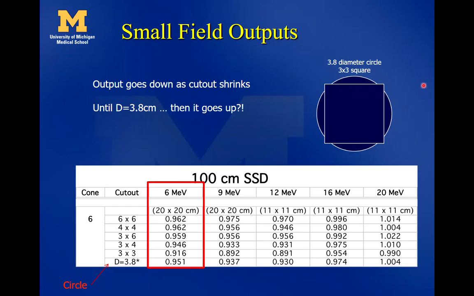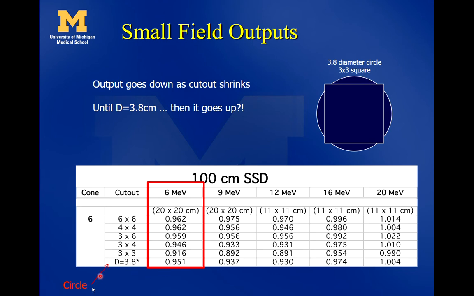Okay, when using electron beams, you have to be careful with small output fields. They can be tricky to get right, and you have to make sure you're using them correctly or have really good data tables. So the output goes down as the cutout shrinks, and then sometimes what happens is the output will go back up again. It gets really weird. Not sure exactly why that happens.